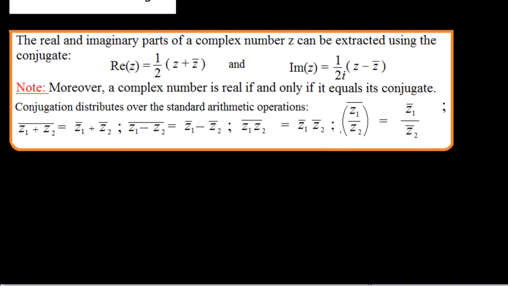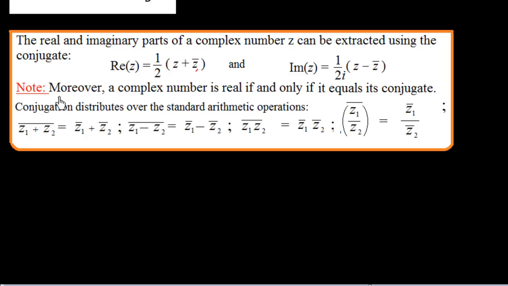Now I would like to explain some more things about the conjugation. The real and imaginary parts of a complex number z can be extracted using the conjugate. If we add the complex number to its conjugate and take half of this, we get the real part of the complex number. If we have to find the imaginary part, we subtract the conjugate from the complex number and divide by 2i. So we get the imaginary part of the complex number.